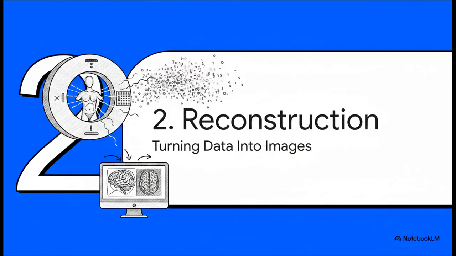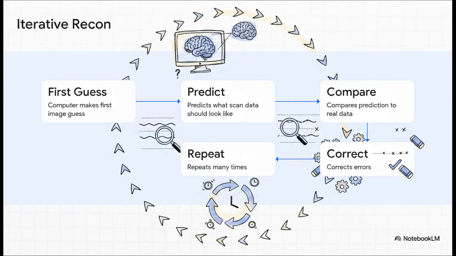Moving right along to Section 2, Reconstruction. This is all about turning that raw data into actual images. Okay, so the scanner spins around the patient, grabbing raw data from thousands of angles. But raw numbers aren't going to help a radiologist, right? To build the actual picture, modern scanners use a process called Iterative Reconstruction, or IR.